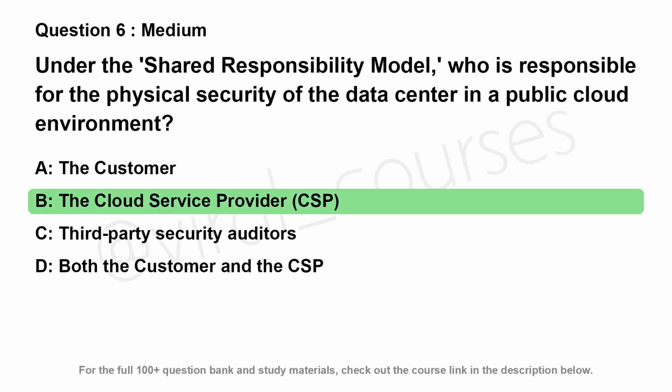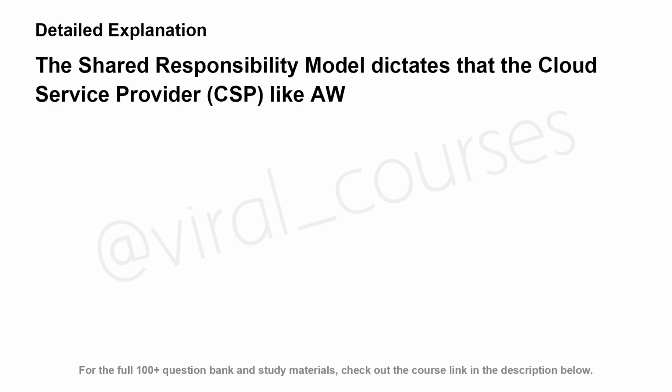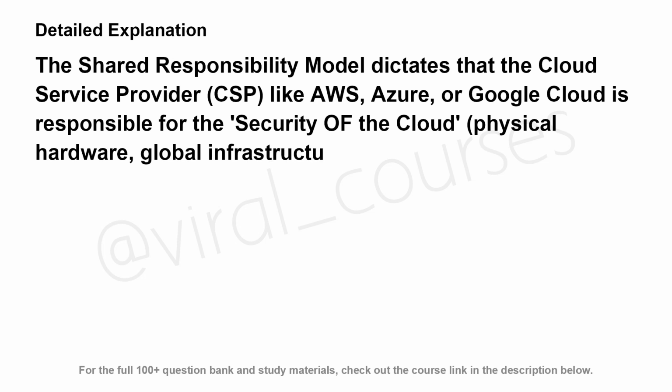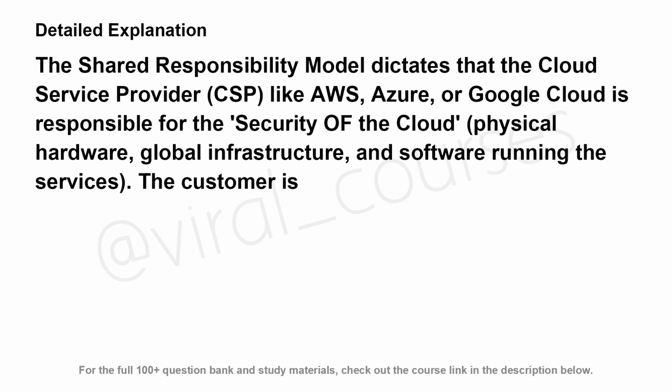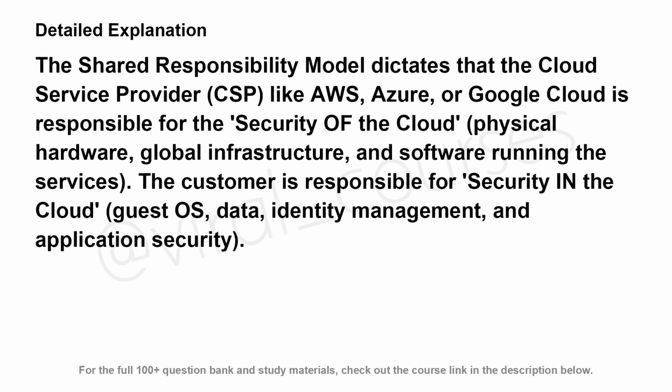The correct answer is B. The shared responsibility model dictates that the cloud service provider, CSP, like AWS, Azure, or Google Cloud, is responsible for the security of the cloud: physical hardware, global infrastructure, and software running the services. The customer is responsible for security in the cloud: guest OS, data, identity management, and application security.